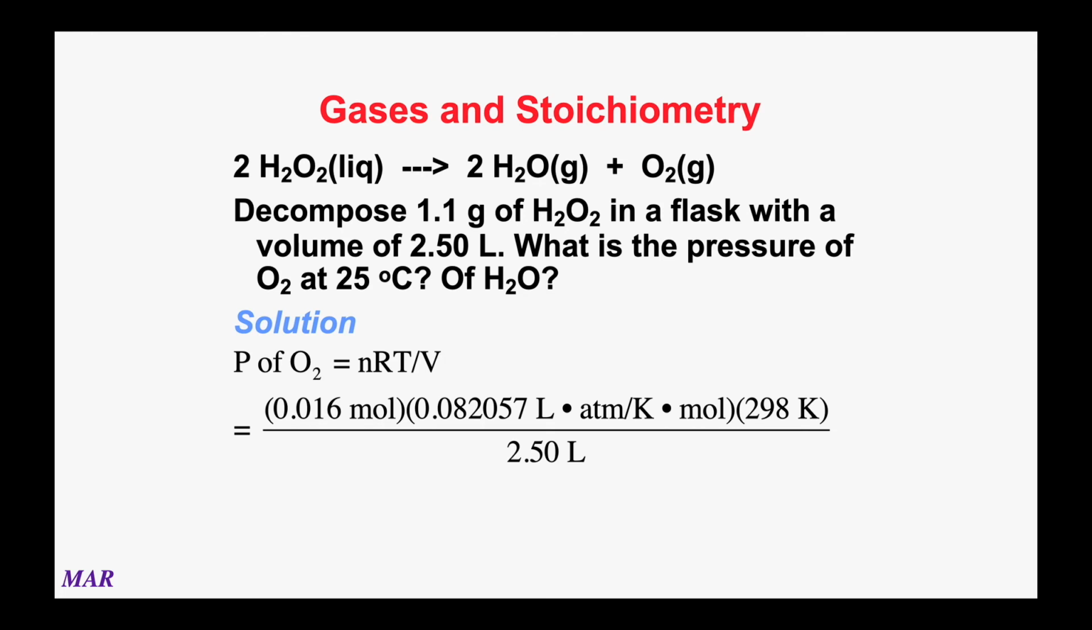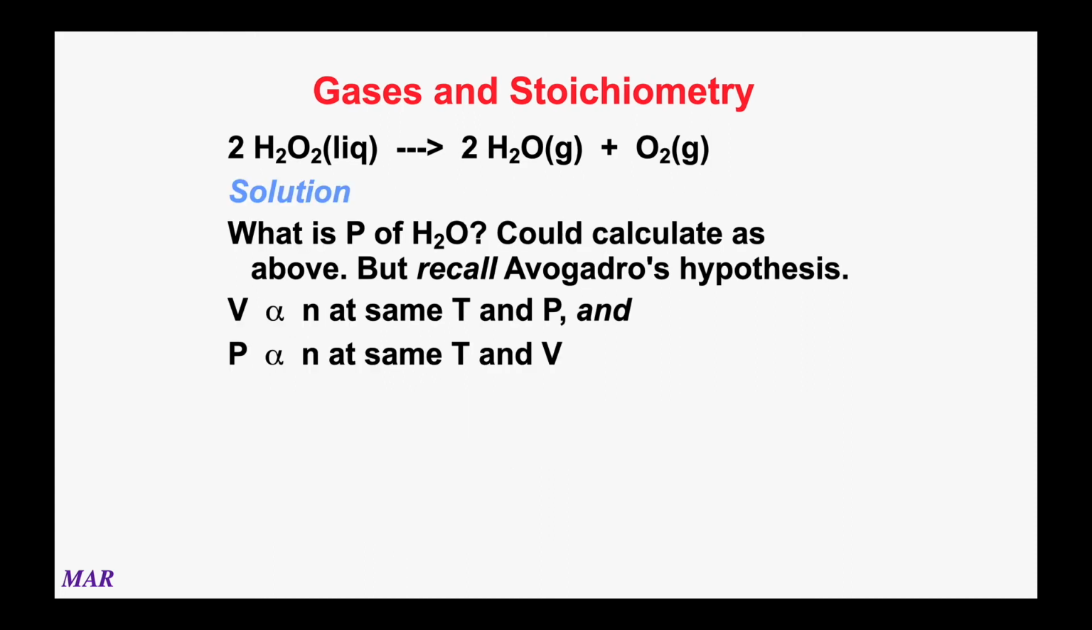Finally, pressure of oxygen, like pressure of all gases, equals nRT over V. So we can use the 0.016 number for n, times R, times, you guessed it, 298 Kelvin, because 25 Celsius in Kelvin is 298, divided by the volume, 2.50 liters. And if you calculate that, 0.16 atmospheres. So the pressure of the oxygen gas in this example from 1.1 grams of H2O2 will come out to be 0.16 atmospheres. We also want to calculate the pressure of the water. And what we could do is the same kind of process we did earlier. We found moles of H2O2.